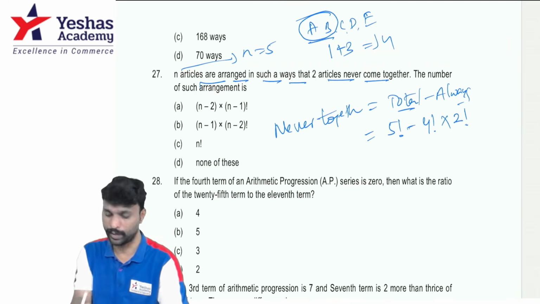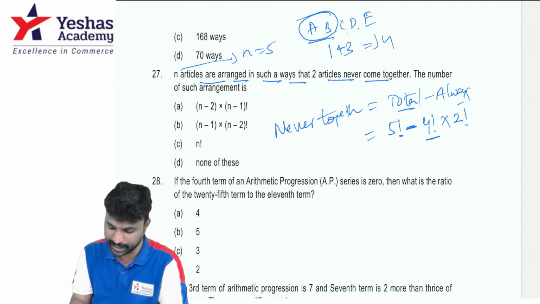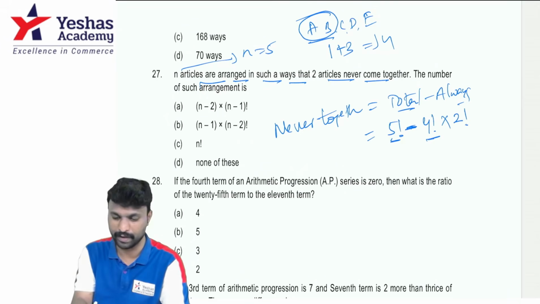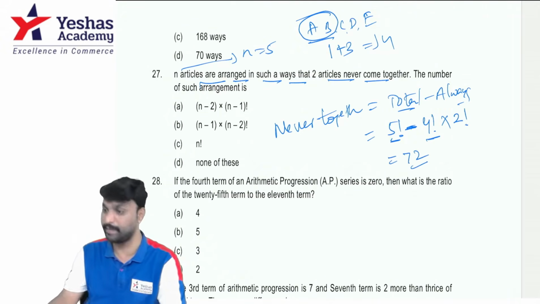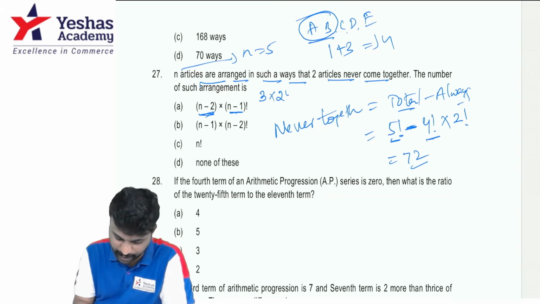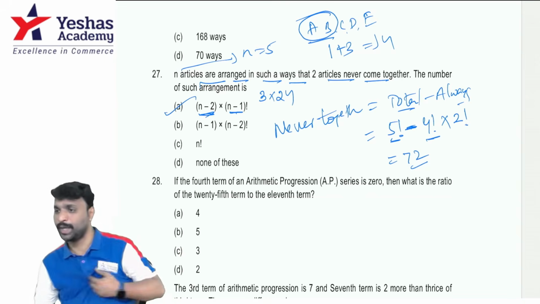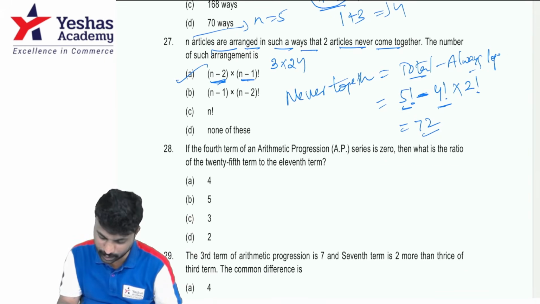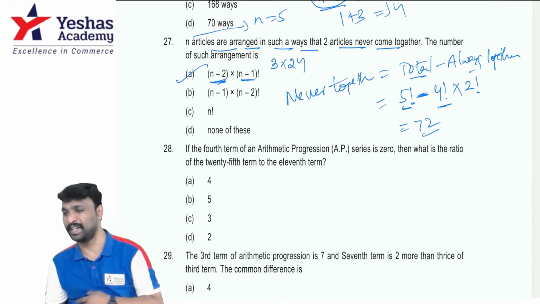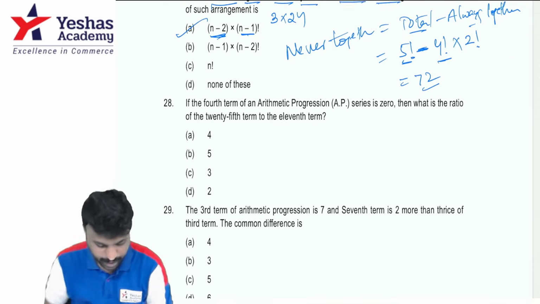2 factorial ways. Now take your calculator. 4 factorial is 24 into 2 factorial is 2. How do I make it negative? Plus or minus. Plus 5 factorial is 120. That fetches me 72. Whichever option gives you 72, that's the right answer. If I plug in N is equal to 5, 5 minus 2 is 3, 5 minus 1 is 4. 4 factorial is 24. So 3 into 24 gives me 72 only. So option A. So never together is total minus always together. That's the concept I have used here. Rather than keeping it in terms of N, I have substituted N value as 5. You can even do 4 or 3 also. Guys, next question.